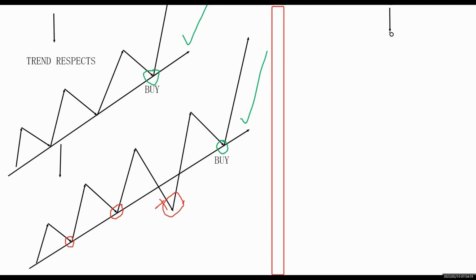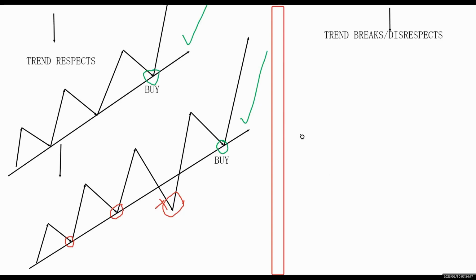Okay, beautiful. So let's start this as a scenario where the trend breaks, right? Or disrespects the trend line. I'm going to be giving you guys two scenarios right here for when the trend breaks. The very first one is usually the very common one.